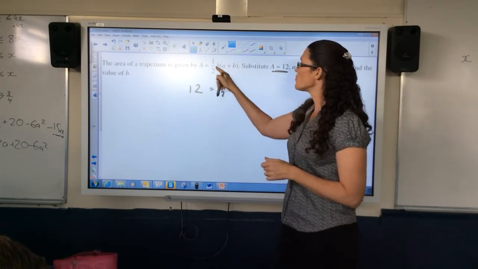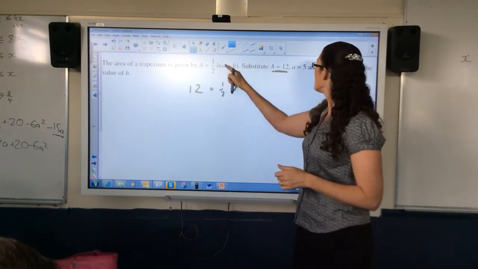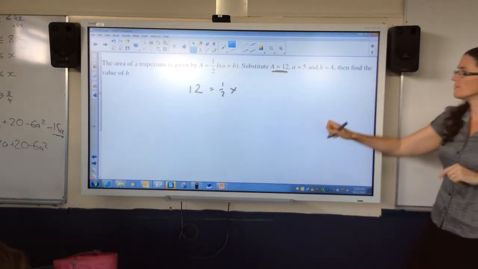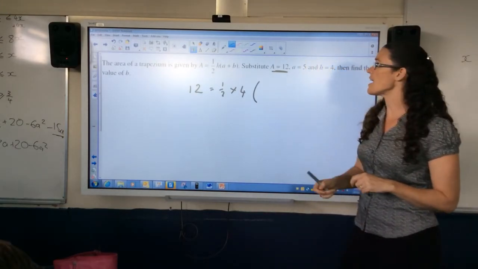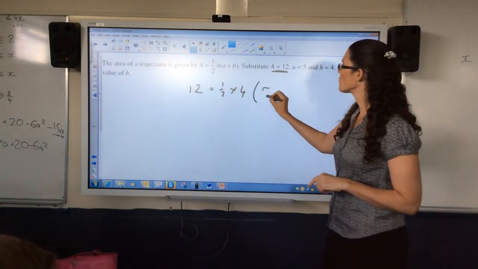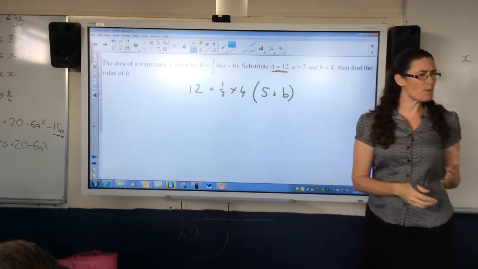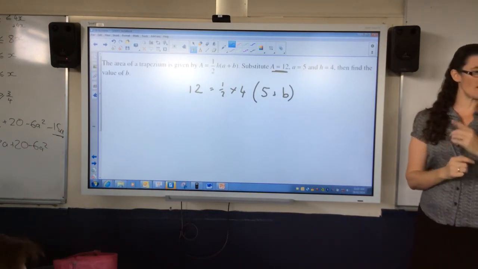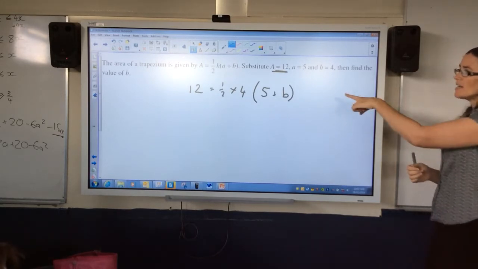Between the half and the h, I'm going to add in a multiplication. The h was given to me. It's a 4. Brackets. The a is given to me. It's 5. The b is not given to me. Okay, is everyone happy with what I did there? I just went through the formula and every letter that I was given a number for, I replaced it. So now I need to solve for b.